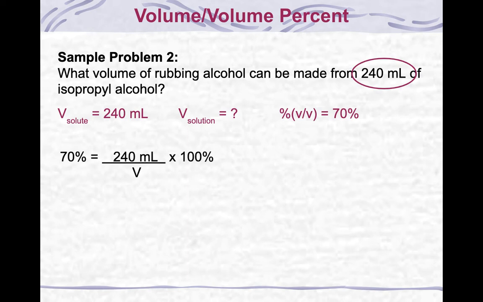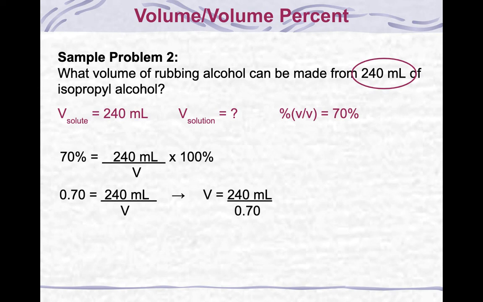So 70% equals the volume of the solute, the 240 milliliters, over the volume of solution times 100%. So again, we need to do some equation rearranging and some algebra. So first thing you can do is divide both sides by 100. So we have 0.70 equals 240 milliliters over V.